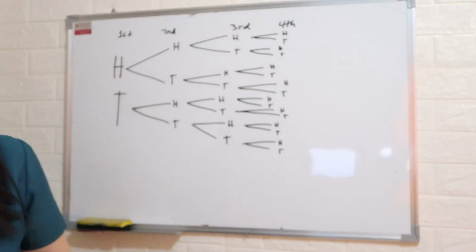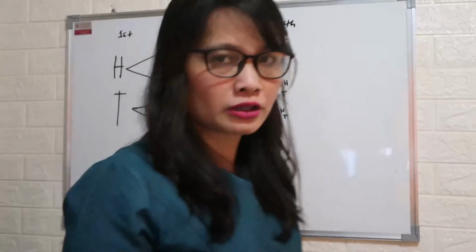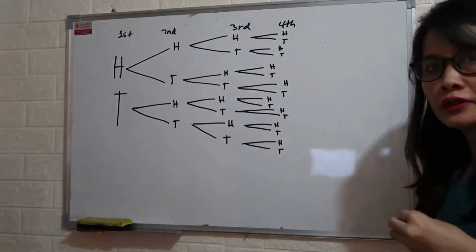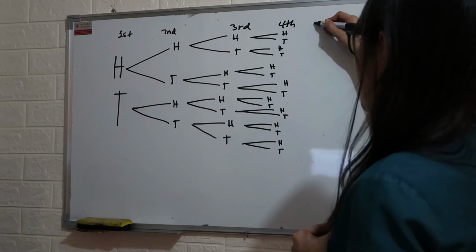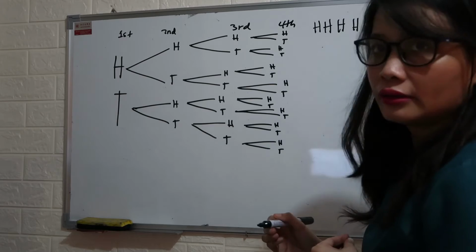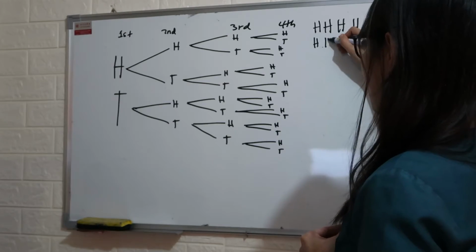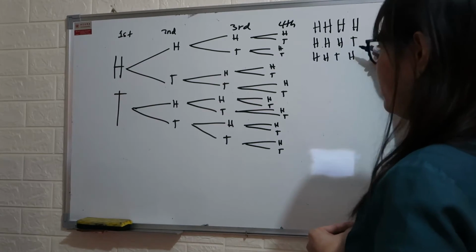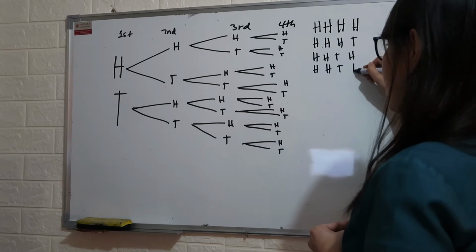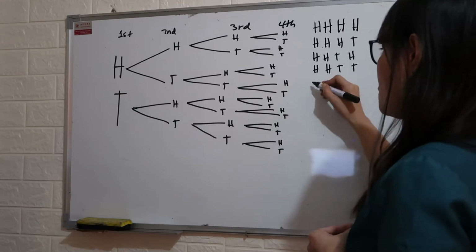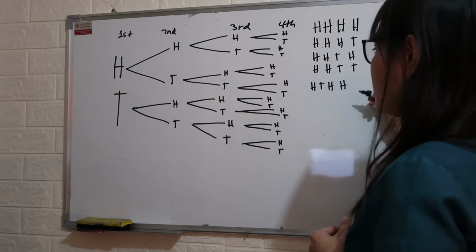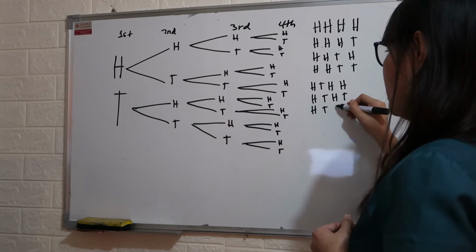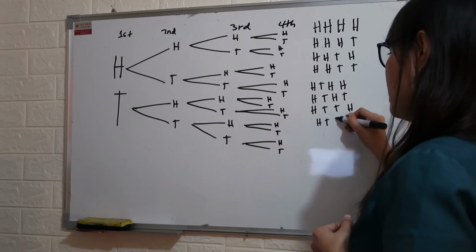So can you give me the possible outcomes? What will be the first outcome? Based on the illustration that we have, we have head, head, head, head. Then head, head, head, tail. Then head, head, tail, head, and head, head, tail, tail. Next, head, tail, head, head, and head, tail, head, tail. Then head, tail, tail, head, and head, tail, tail, tail.